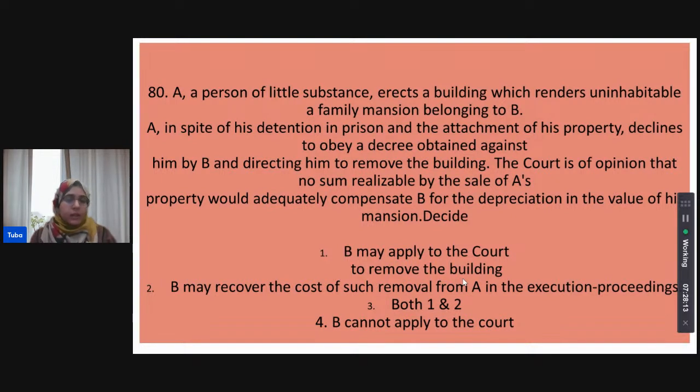How will you proceed? B may apply to the court to remove the building altogether. B may recover the cost of removal from A in the same execution proceedings. Will you allow for both 1 and 2 to happen? Or is it that B cannot apply to the court at all? Here, A is a person of little substance. He has created a building next to the family mansion of B, completely depreciating the value of B's mansion. And after that, A is in prison. He is not obeying any decrees. What will you, as a judge in this case, allow?